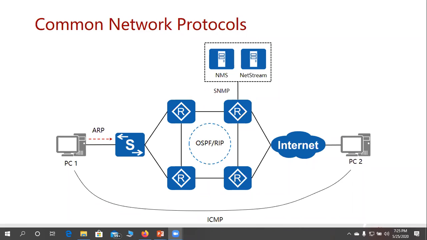Now, the interior routing protocols are further divided into what we call distance vector and link state. Okay? Distance vector and link state. So these are examples of dynamic routing protocols here. We have OSPF here, which is link state. And then RIP here, which is distance vector.